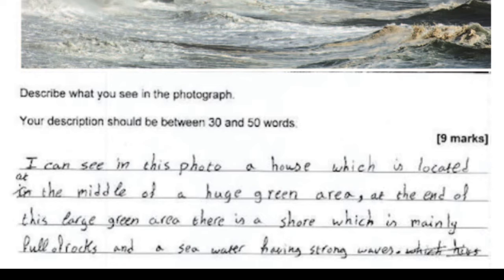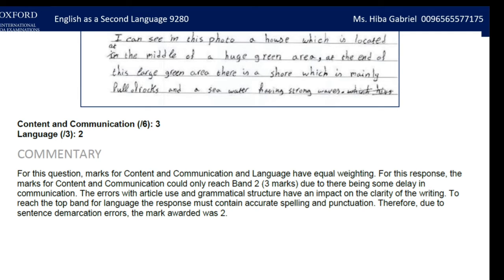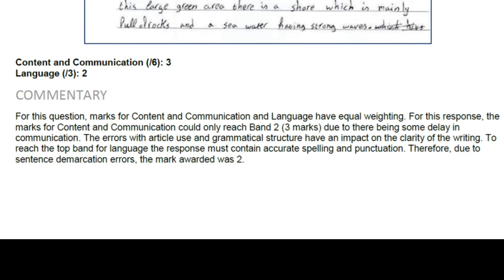Well, regarding spelling and punctuation, there are some punctuation marks. The use of the comma in the second line is flawed, so it's not a 3, it could be a 2. Let's refer to the example in comments. Here we can see the examiner's evaluation and commentary. For content and communication, the score is 3, and for language, it is only 2. So, let's read what examiners have to say about this response.